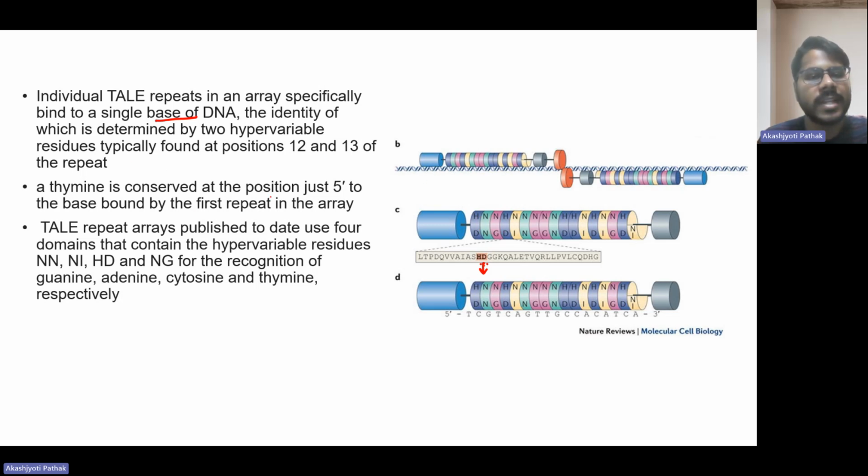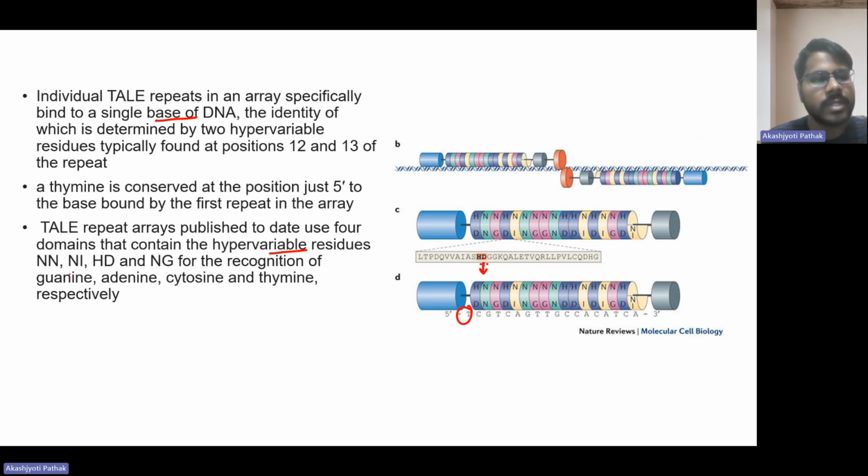Okay, so a thymine is conserved at the position just 5 prime to the base. So always there will be a thymine. This thymine is always conserved, but the other sequence, where it has to bind, is decided by which particular repeat is present in this TAL binding domain. The TAL repeat arrays published to date use 4 domains that contain the hypervariable residues. So these two residues, the 12th and 13th residues, are called the hypervariable residues. They are NN, NI, HD, NG.